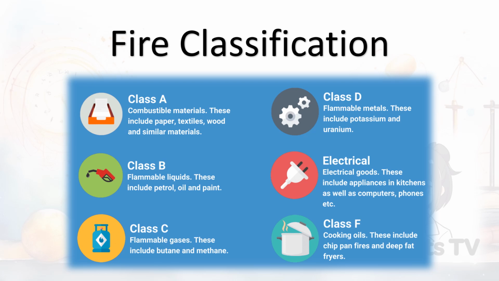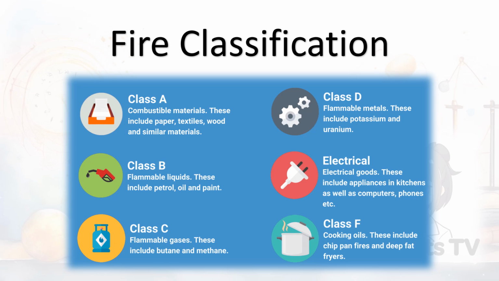We have Class A, which are the combustible materials. It includes paper, textiles, wood, and similar materials. Letter B, we have flammable liquids. This includes petrol, oil, and paint. Class C is flammable gases. These are butane and methane. Class D, we have flammable metals. This includes potassium and uranium.